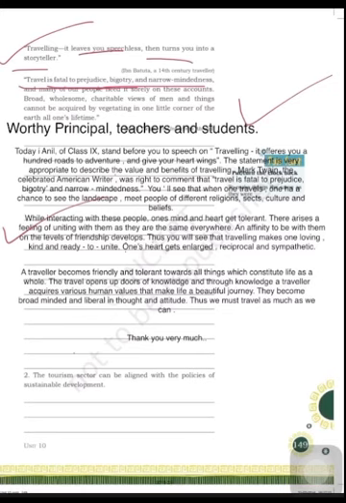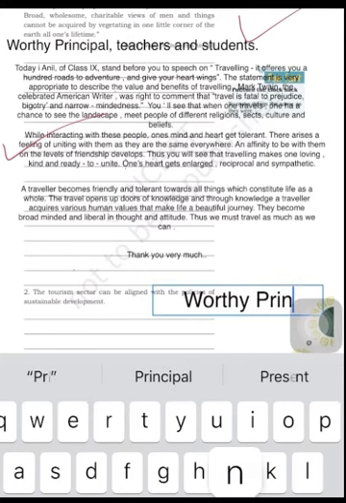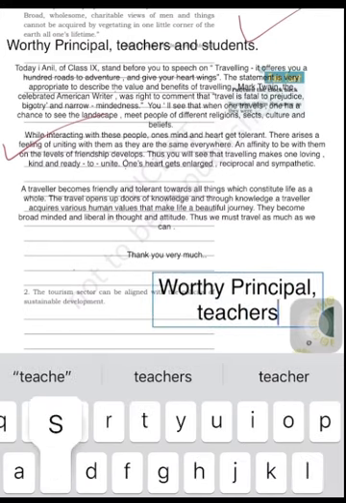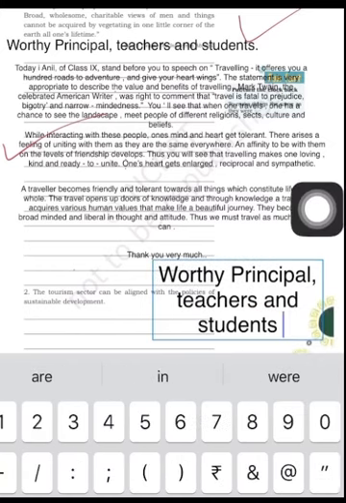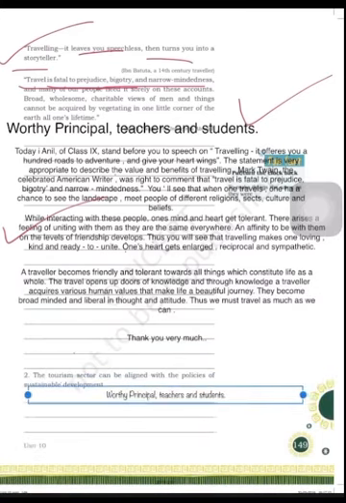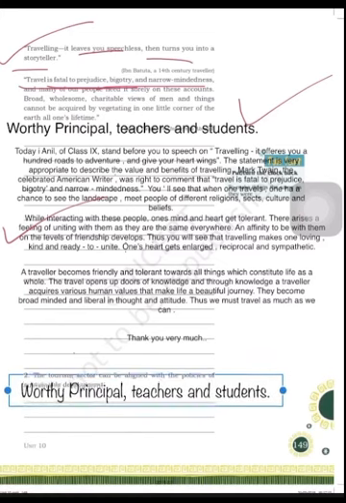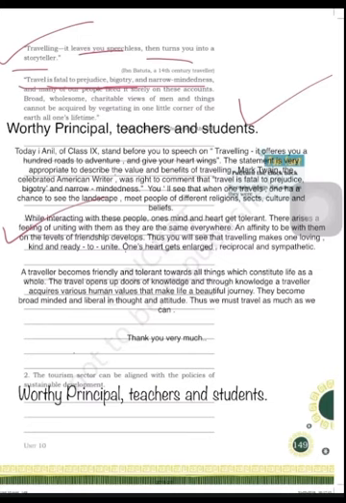Next is the second part, that is, a tourism sector can be aligned with the policies of sustainable development. Yeah, we are going to write a note on it. You are going to give the same heading: the principal, teachers and students. Then you are going to write an essay. It will be short, don't worry. Just of two passages. Let's begin.